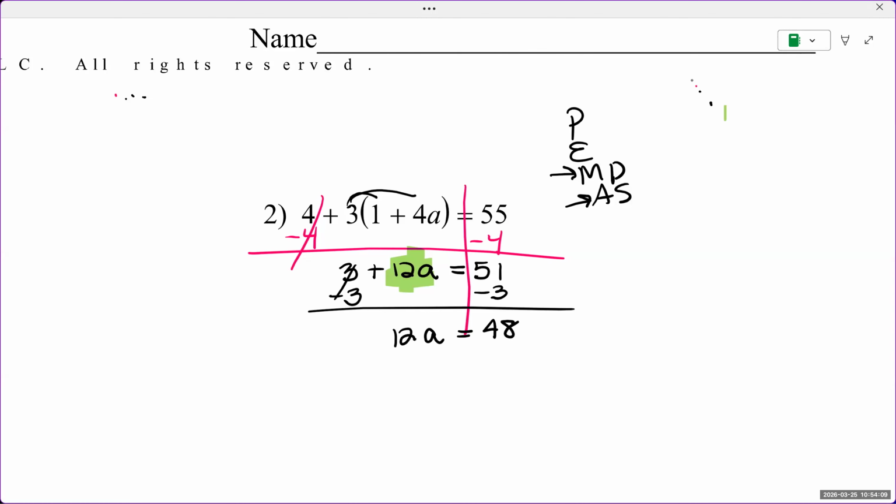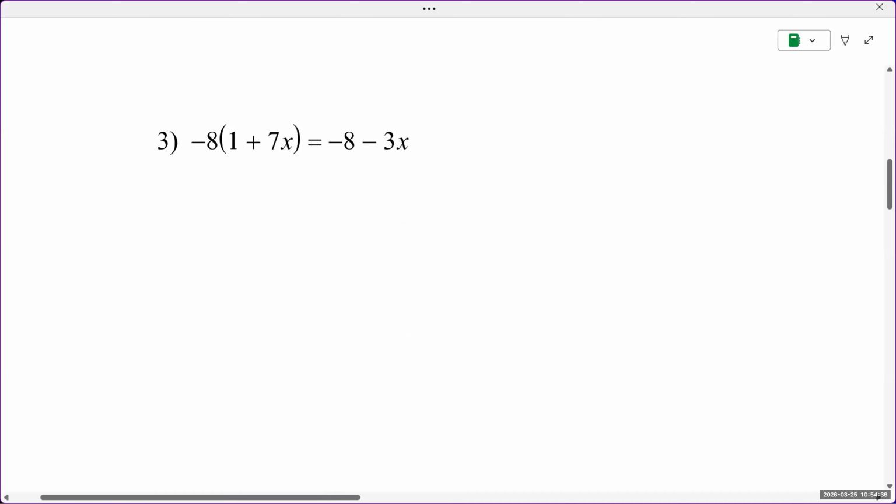Okay, one more step in isolating the variable. This 12a, there's nothing in between, there's an empty space, so that makes it implied multiplication. The opposite of multiplying by 12 is dividing by 12. So a equals 4. Now, this is where I see people have the most trouble.